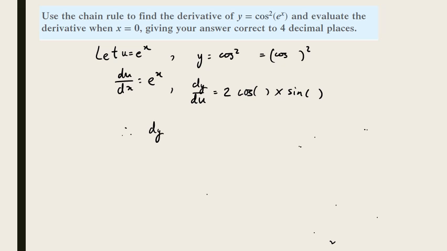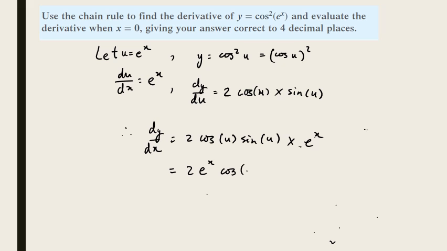So then the dy/dx is the dy/du. That's cos u, by the way. So 2 cos u sine u times du/dx, which is e to the power of x. Substitute e to the power of x back in, so we get 2 e to the power of x cos of e to the power of x sine of e to the power of x.